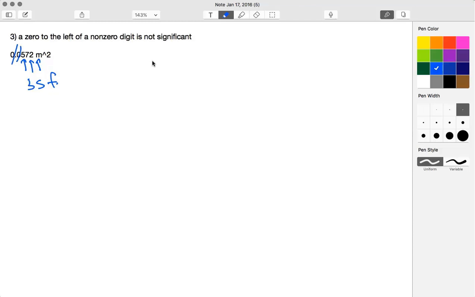So, for example, if we had 0.000, this is you reading someone else's number, right? Grams of, I don't know, DNA molecules or something. This would just have one significant figure if you're reading it.